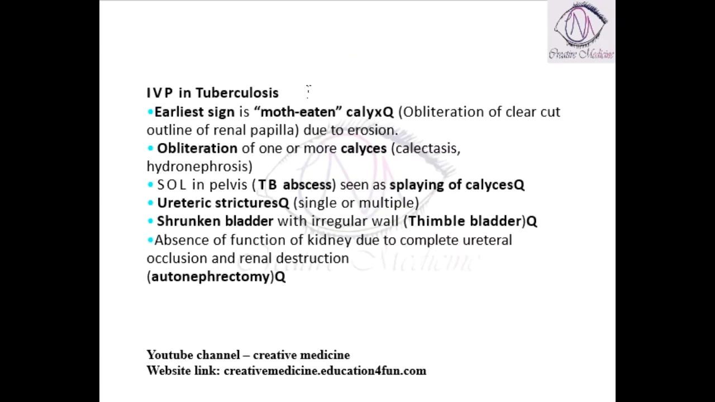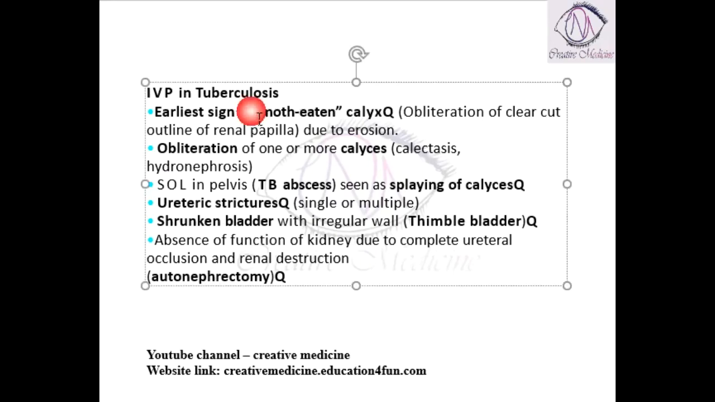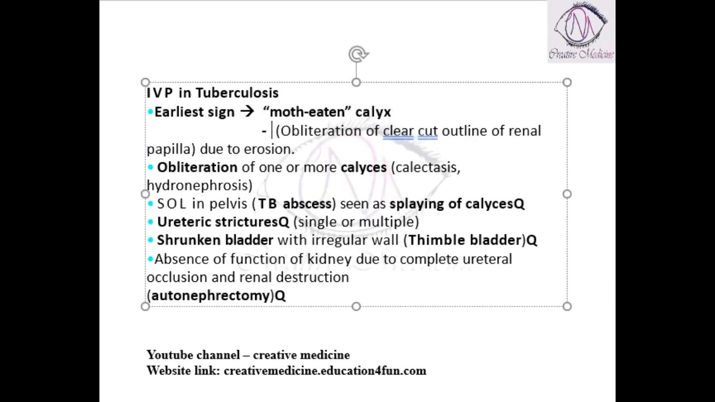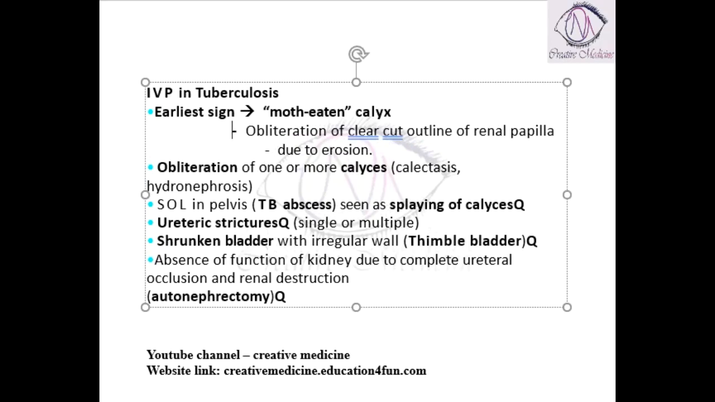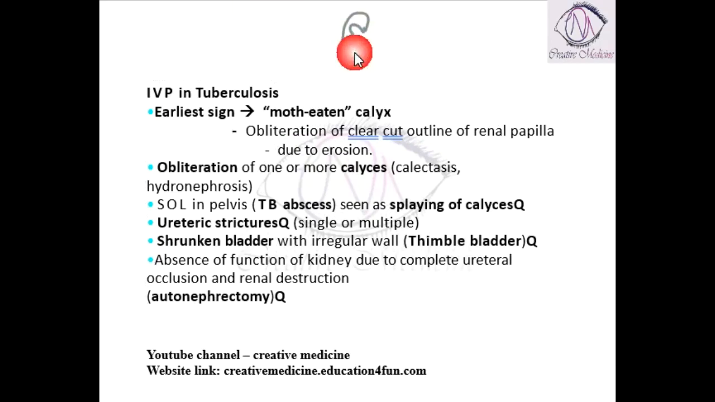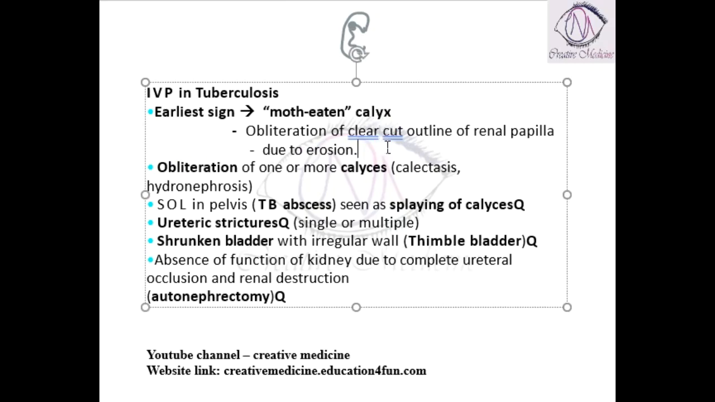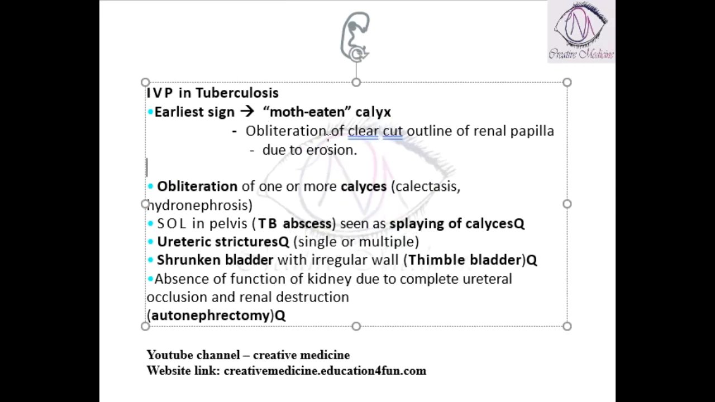Then, in the intravenous pyelography of tuberculosis, the earliest sign is moth-eaten calyx. So what is this moth-eaten calyx? This moth-eaten calyx occurs due to the obliteration of the clear outline of renal papillae. If this is the kidney, we have clear papillae seen on intravenous pyelography. But because tuberculosis affects the papillae first, this is where you see the abscess formation and all the pathological changes. As a result, you will see obliteration of the clear-cut outline of renal papillae. This occurs mainly due to the erosion and due to the infection. So this is moth-eaten calyx.